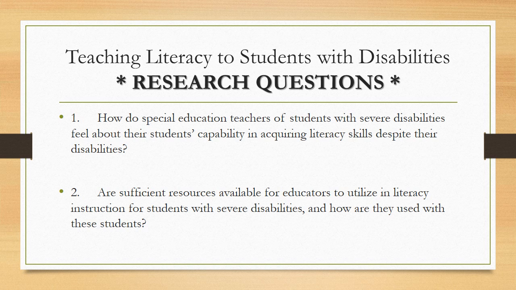The following research questions are the two principal questions employed in this study. Number one, how do special education teachers of students with severe disabilities feel about their students' capability in acquiring literacy skills despite their disabilities? And number two, are sufficient resources available for educators to utilize in literacy instruction for students with severe disabilities, and how are they used with these students?